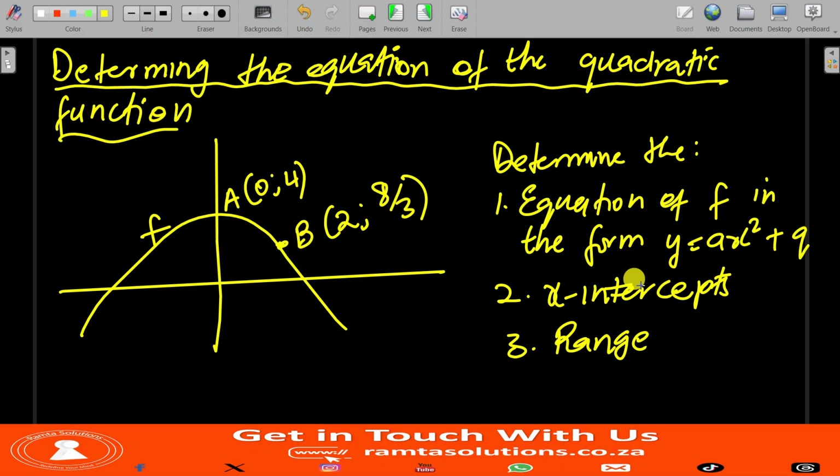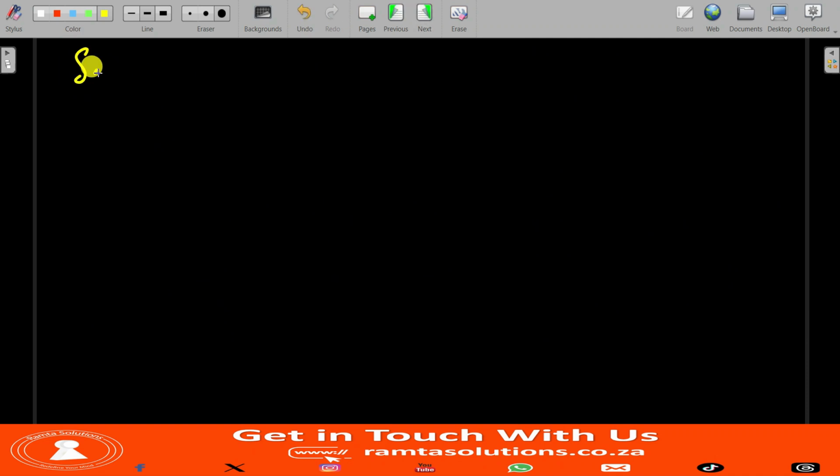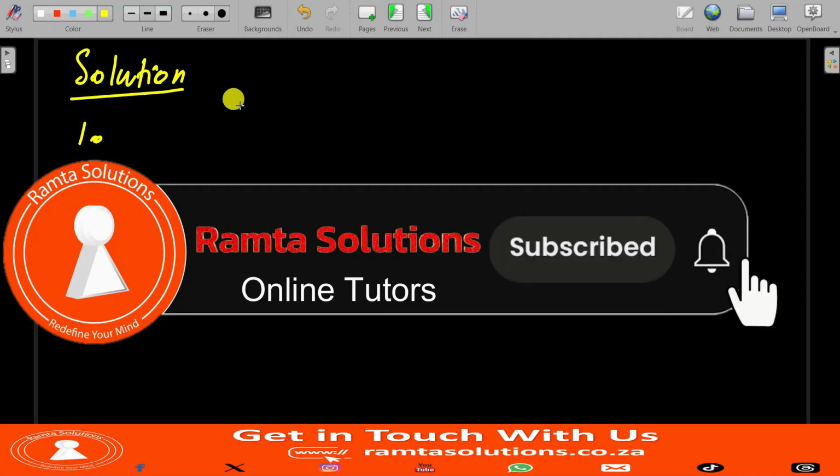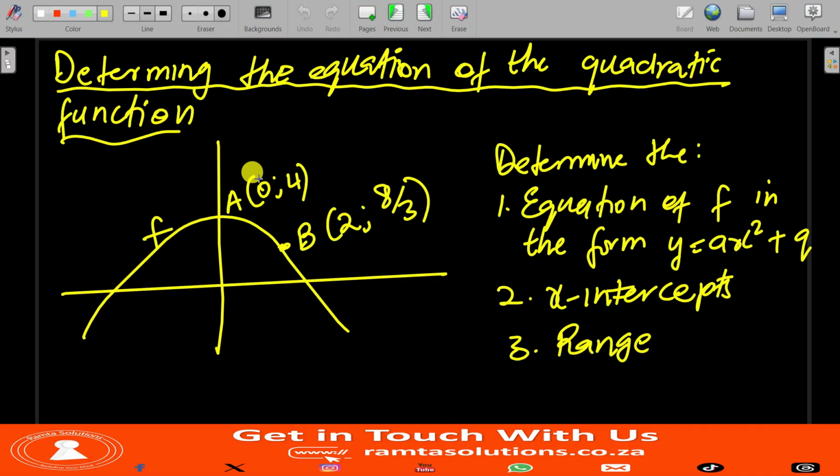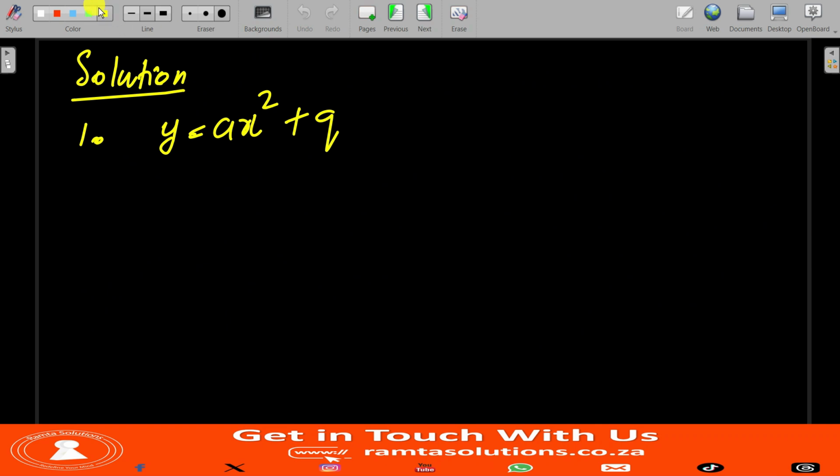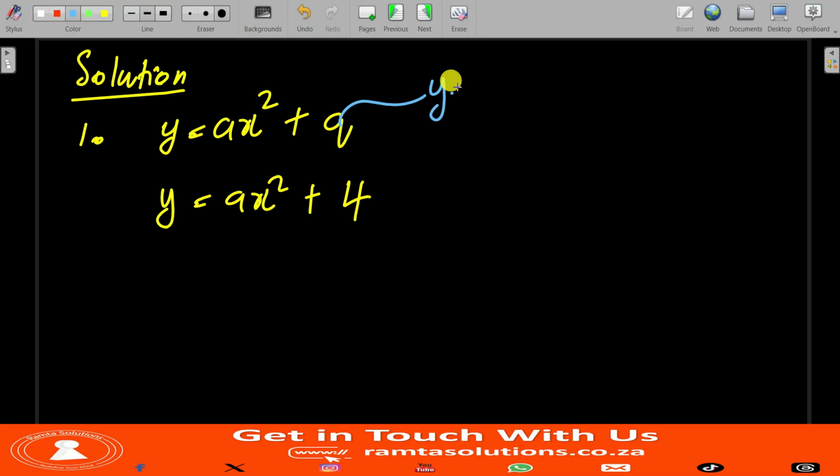All right. So let's look at it. So in our solution, let's see now. So we have 1. We know this is y equals ax squared plus q. Oh, we have a y-intercept here. Now, since we have a y-intercept here, we know that it is the value of q. Okay, let me just write it step by step. It is the value of q, which is 4. All right. So a comment: this is the y-intercept.